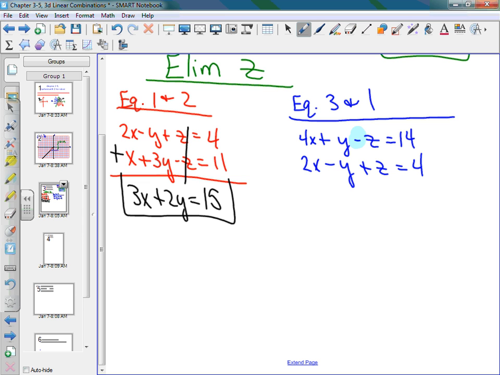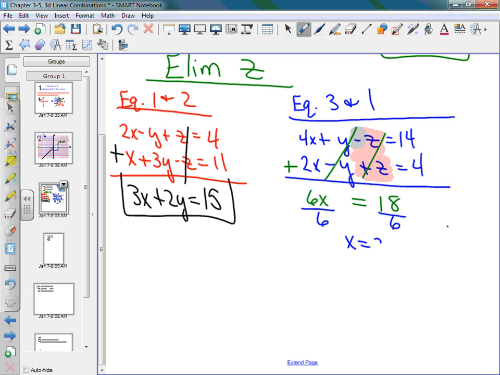And what's the beautiful concept here? These z's are already positive and negative 1. So if we just add straight down, 6x, y's cancel out, ooh, z's cancel out, is equal to 18. Do I like that? Yes. Why do I like that? My y disappeared. It's just 6x equals 18. Can I solve for x? I can. So what should I do? Divide by 6 and x is equal to 3.